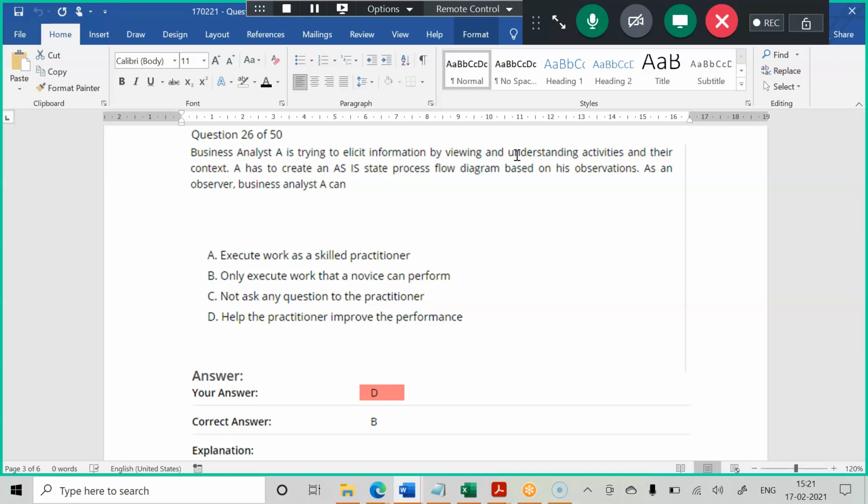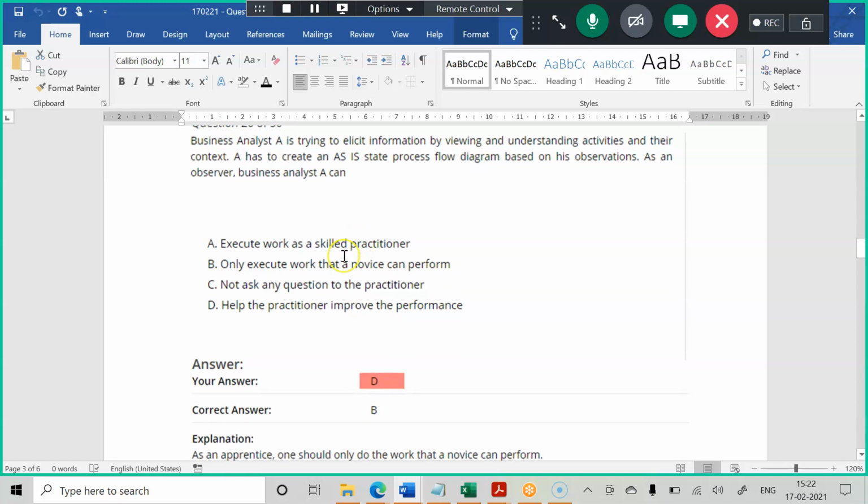So in this particular scenario, what the BA is doing is trying to elicit information by understanding the activities of the other person. So you may not have any extra information in that case. You will be able to do only what he has shown you or explained to you, or what he has carried out while you were observing. So you can do only that much.